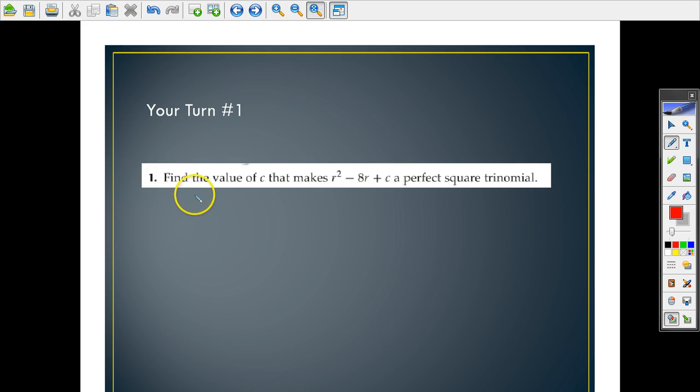Okay, so your turn. So go ahead and do half of this, square it, and put it in here. That's all you're doing. So go ahead and pause the video, do number 1, and come back when you're done.